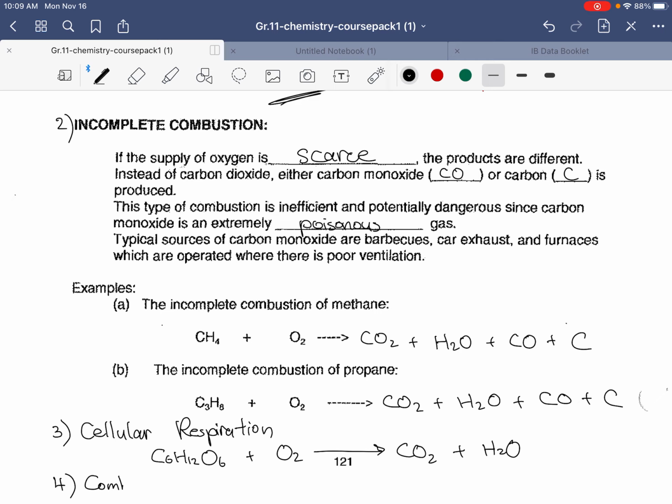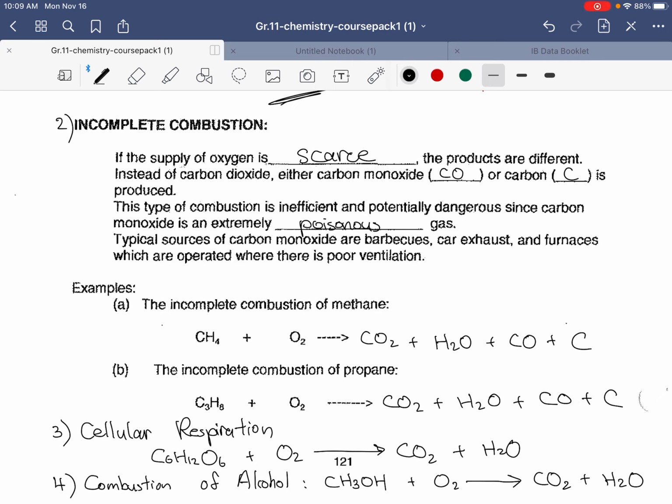Number 4, combustion of alcohol. So let me give you an example here. Here's an alcohol called methanol. If you react this with oxygen gas, you're also going to get carbon dioxide and water. So those are combustion reactions.